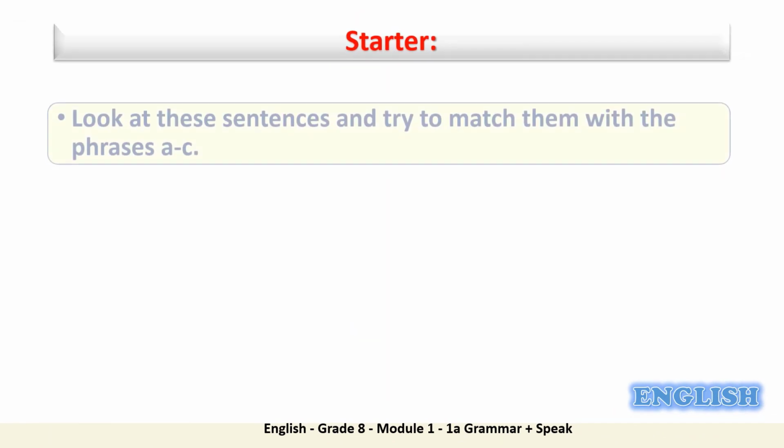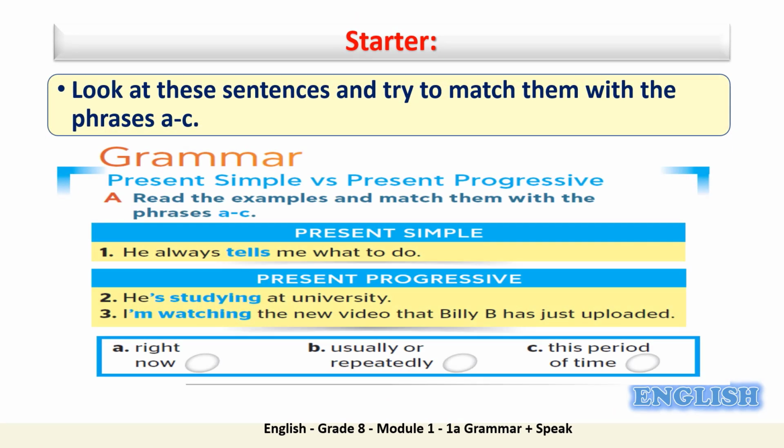To start with, I want you to look at these sentences and try to match them with the phrases A to C. You've got here 3 sentences and 3 phrases. You should read the sentences and try to think which one matches the other. Pause the video please, do the task, and then get back to me.